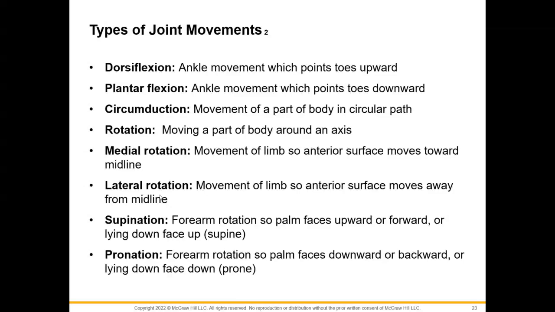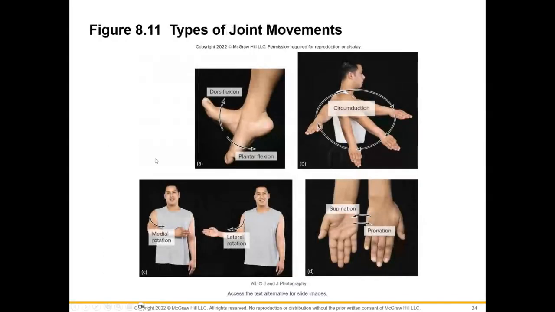Medial rotation, this is movement of a limb so the anterior surface moves towards the midline. Lateral rotation, movement of the limb so the anterior surface moves away from the midline. Supination, the forearm rotation so the palm faces upward or forward, or lying down face up. Pronation is the forearm rotation so the palm faces downward or backward, or lying down face down, which we call prone. Okay, here's some images which show this.